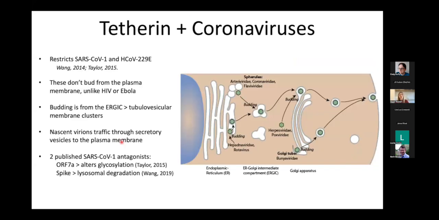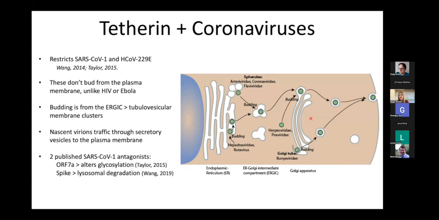So if we're looking at coronaviruses, SARS-CoV-1 and the alpha coronavirus HCoV-229E were already published about 10 years ago to be restricted by Tetherin. But unlike HIV or Ebola, these don't bud from the plasma membrane. So coronaviruses bud from the ERGIC. This is your endoplasmic reticulum Golgi intermediate compartments. So this is a range of tubovesicular membrane clusters found between the ER and the Golgi, which allow the viruses to basically pop out of the ER.